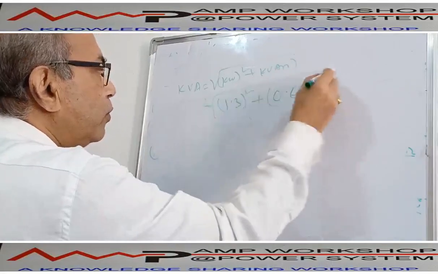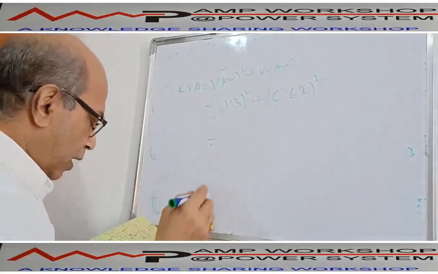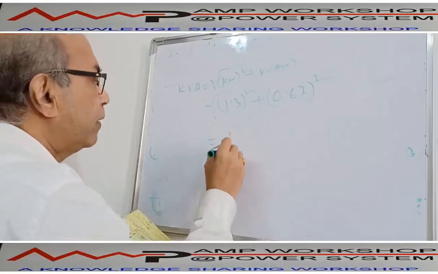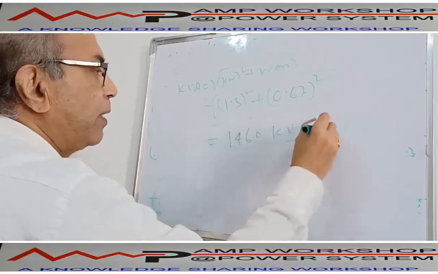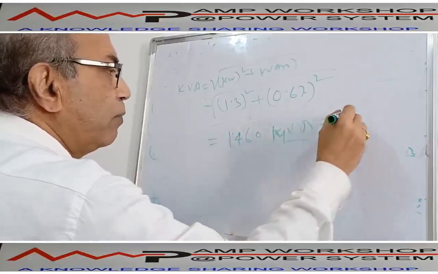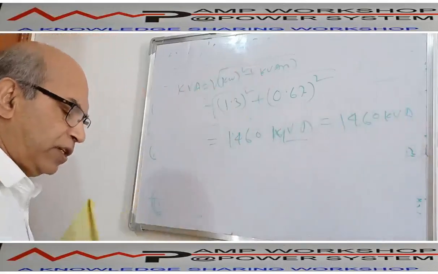The root, if you calculate this thing, it will be coming to 1460 kVA. That means suppose it is 1.46 MVA, so it is equal to 1460 kVA. This is required for this residential part only.